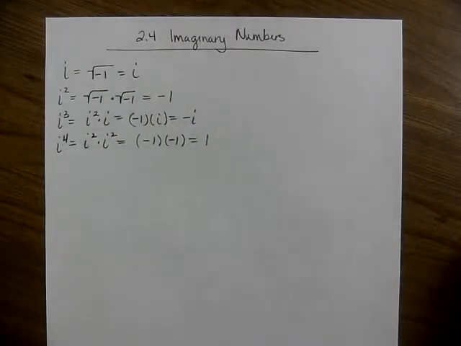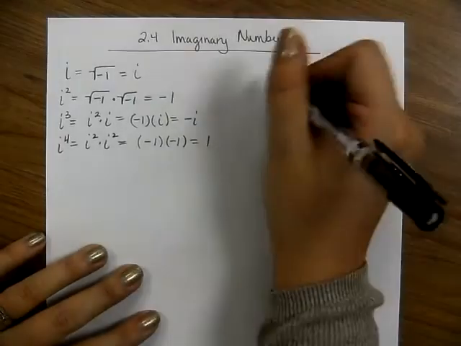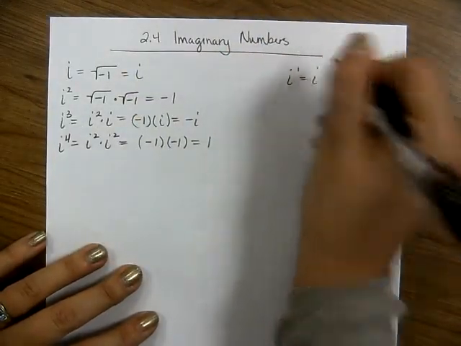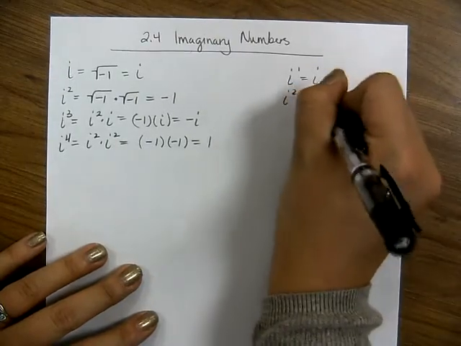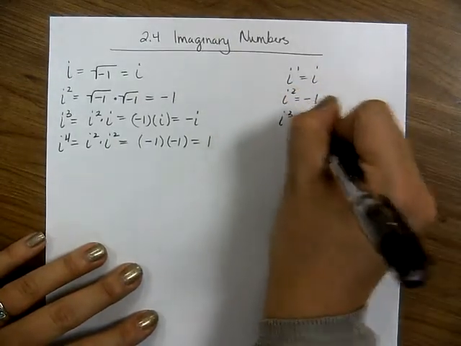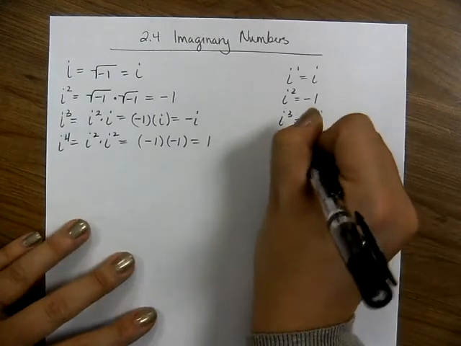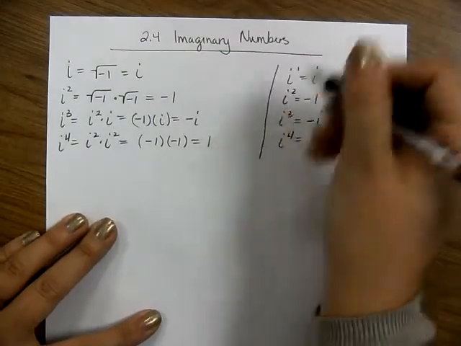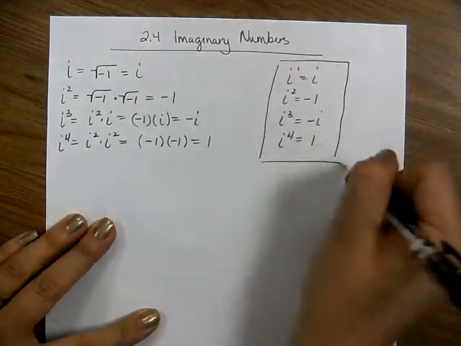You could keep going on and on like this. However, you only need to know these first 4. So if you know this pattern, i to the 1st is equal to i, i squared is equal to -1, i cubed is equal to -i, and i to the 4th is equal to 1, then you know all you need to know about i.